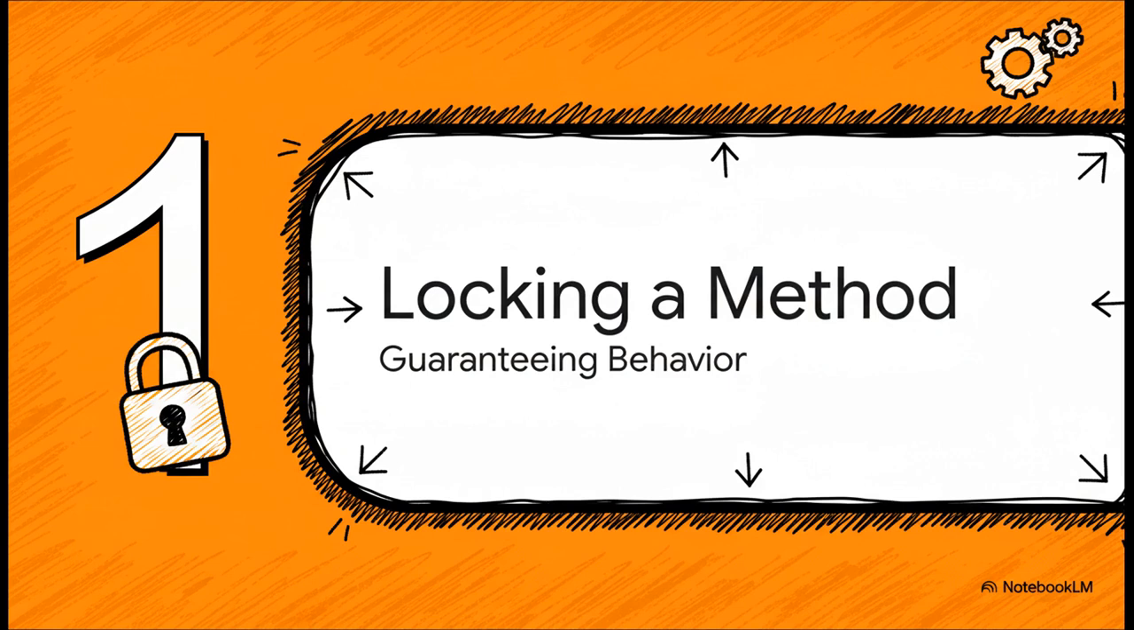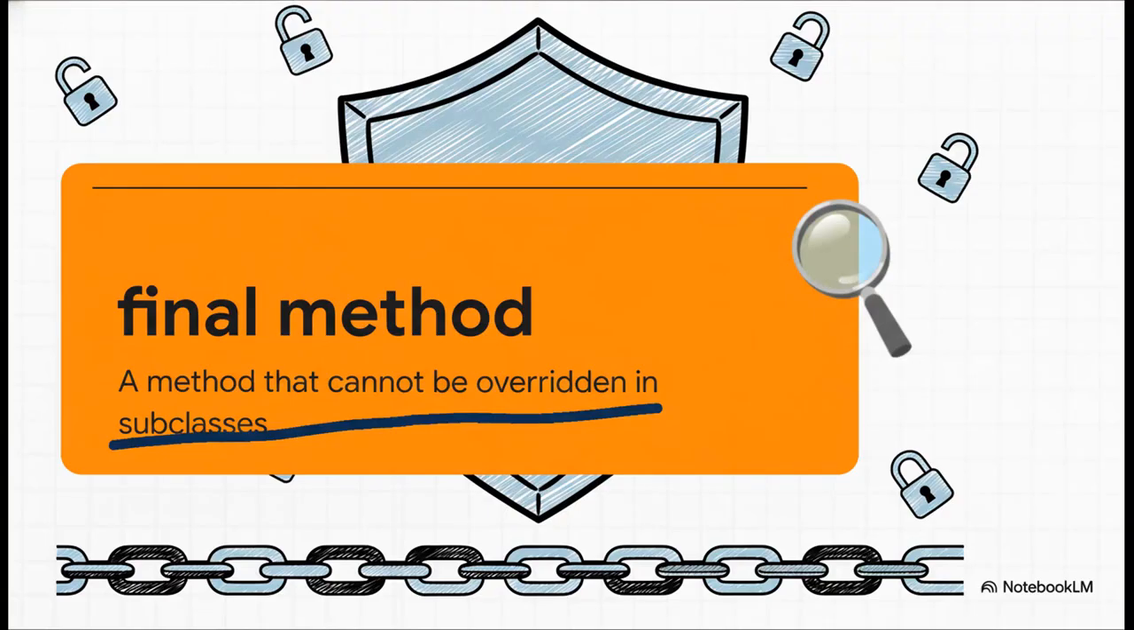All right, so let's jump into the first big idea, locking down a method's behavior. This is our way of saying, hey, this specific piece of code does this one thing, and I want to guarantee it never changes, no matter what. So what is a final method? Well, it's pretty much what it says on the tin.